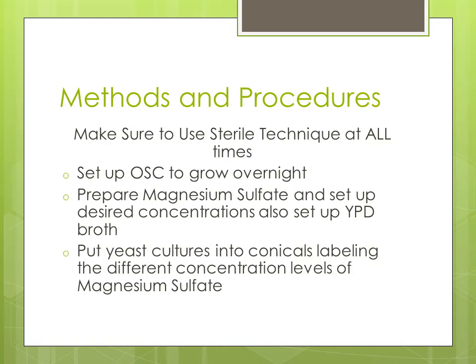Methods and procedures. Make sure to use sterile technique at all times throughout the procedure. First, set up an OSC to grow overnight. 24 hours is mandatory before adding any add-ons. Then, prepare the magnesium sulfate in the desired concentrations and set up YPD broth. Then, put the yeast cultures into conicals, labeling the different concentration levels of magnesium sulfate.